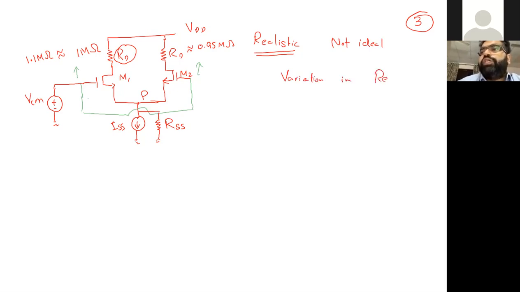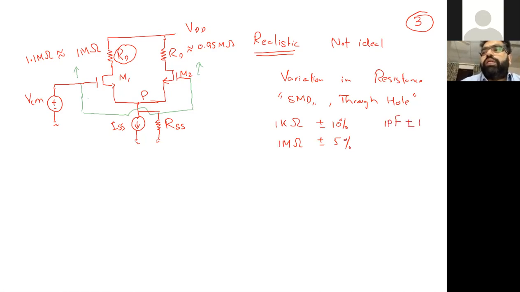If you see the data sheet of any resistor or capacitor, even for discrete components, whether SMD or through-hole, there is some level of tolerance written. What is meant by that? If you see any resistor data sheet which you use in the lab or have previously used, you will find, okay, 1 kilo ohm with a tolerance level of plus minus 10%. 1 mega ohm, for example, with a tolerance of plus minus 5%. For a capacitance, similarly, 1 picofarad with a tolerance of plus minus 10%.